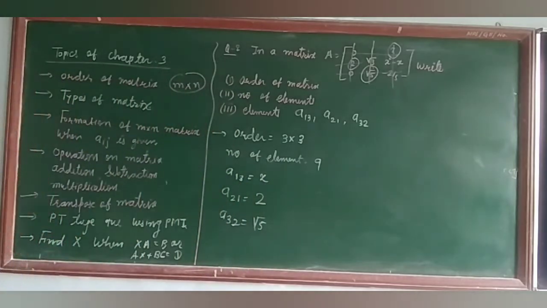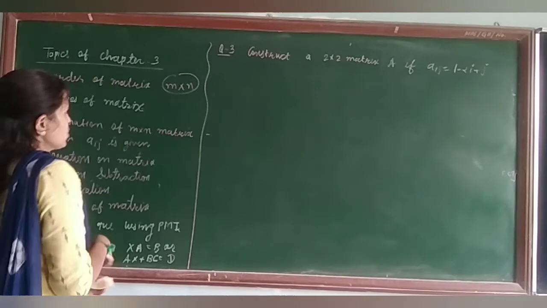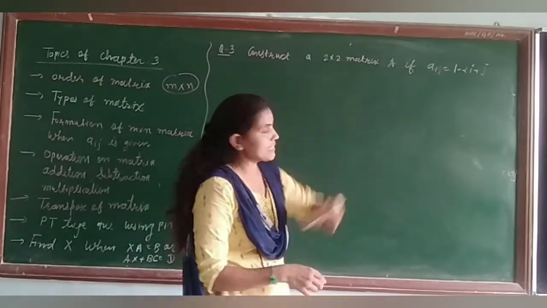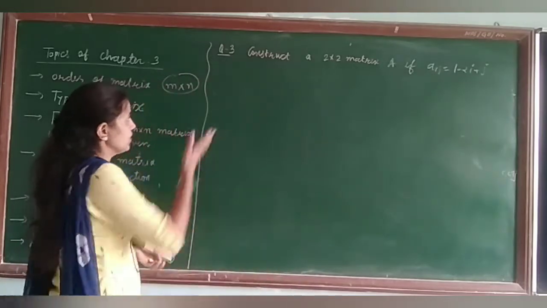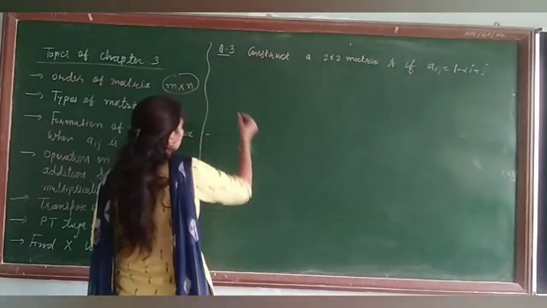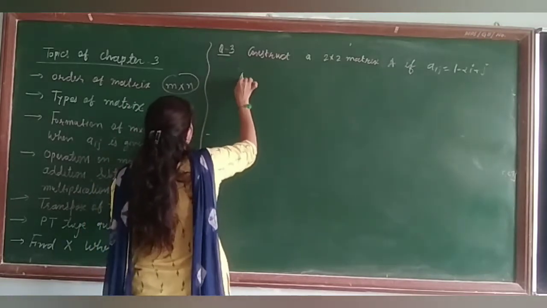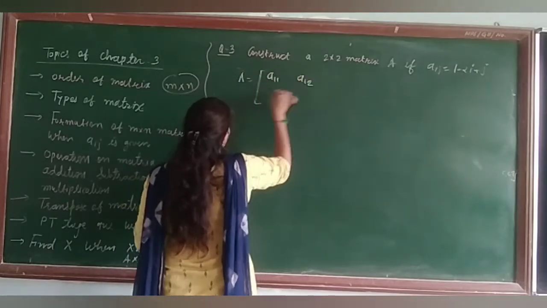Now the third question, which is based on the formation of the matrix. Construct a 2 by 2 matrix if Aij is equal to 1 minus 2i plus j. If this type of question is given, then you know, students, how to construct the matrix A. A can be written as 2 by 2. So for 2 by 2 I write here A11, A12.